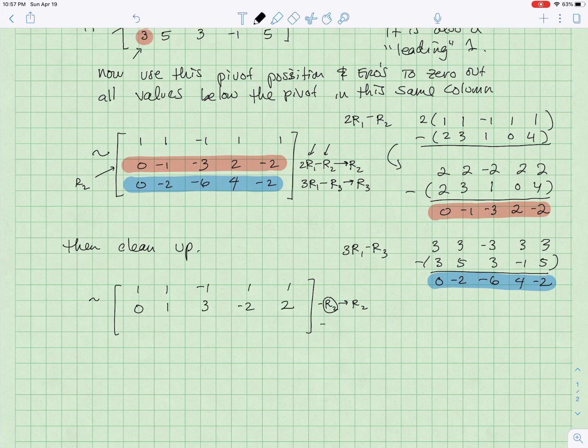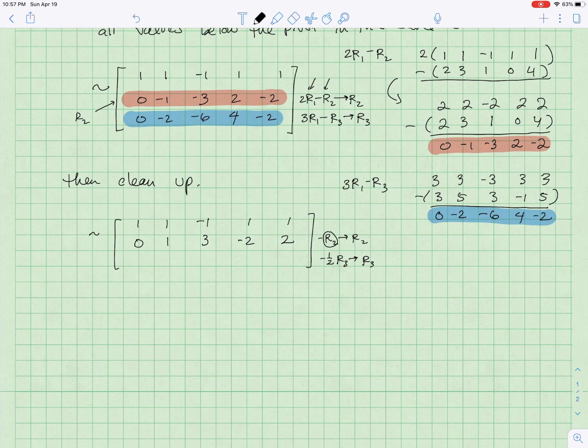And then I'm actually going to do negative 1/2 row 3 is my new row 3. Or effectively, I'm going to factor out a negative 2. And this is going to be 0, 1, 3, negative 2, 1. And that is my new row 3.